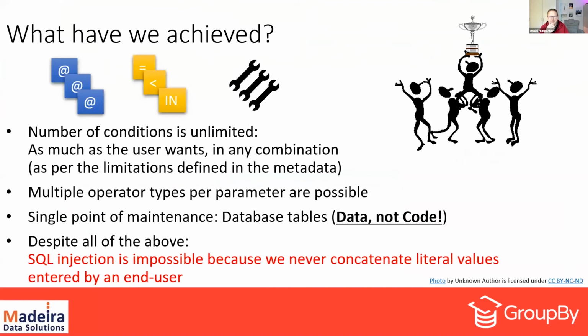Very cool. Yeah. So using that sort of solution, what have we achieved? The number of conditions is unlimited, as much as the user wants in any combination, or at least as per the limitations defined by those metadata tables that I just showed you. We can have multiple operator types per parameter. We have only one single point of maintenance, which is the data itself, those metadata tables. And despite all of the dynamic capabilities and flexibility of the above, there is no SQL injection.